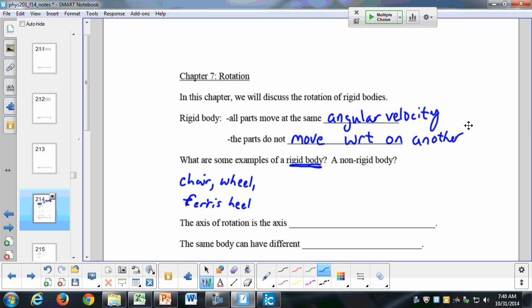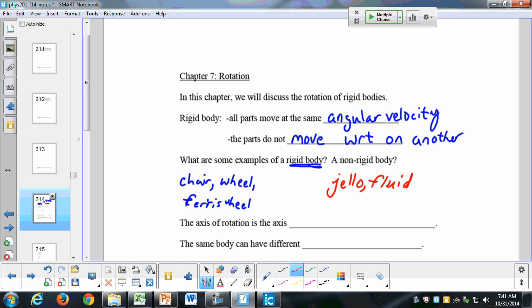What's an example of a non-rigid body? Okay, yeah, Jello, said several of these. What else? Okay, yeah, any fluid actually. So any gas or liquid. And we're not going to deal with that at all.